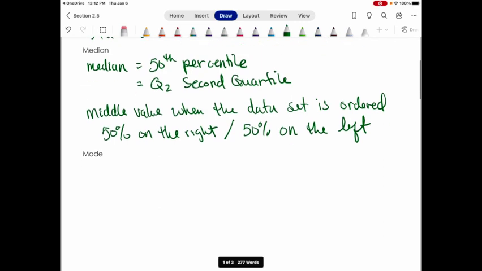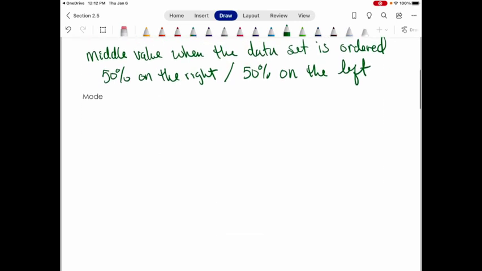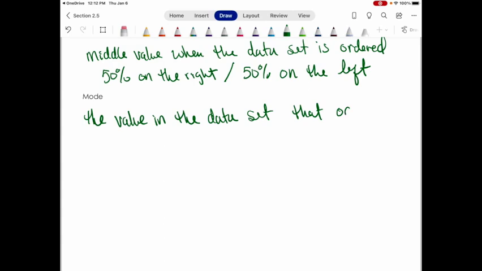Now, one value that we have not talked about yet is the mode, and you've probably heard of this before, but let's do a quick refresher. The mode is the value in the data set that occurs the most, or you can say the most frequently. Now, there are special cases where you would have no mode, or you can have more than one mode.